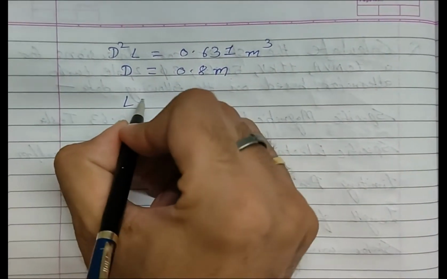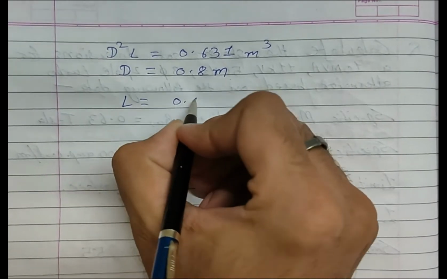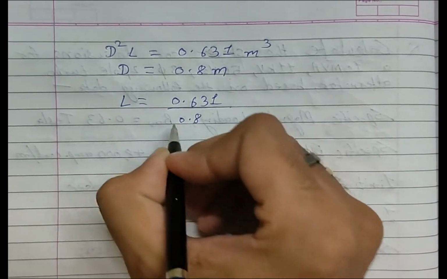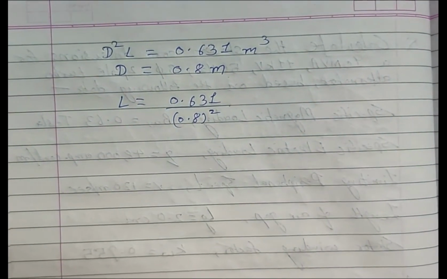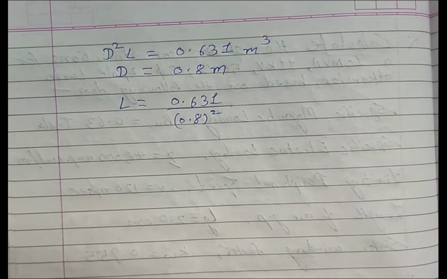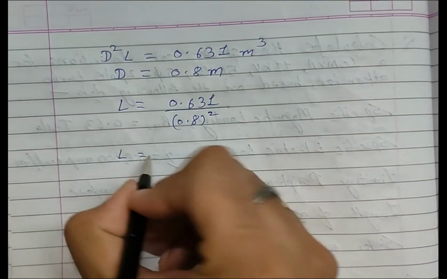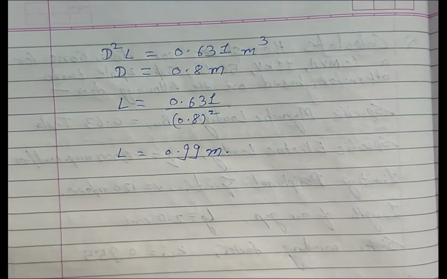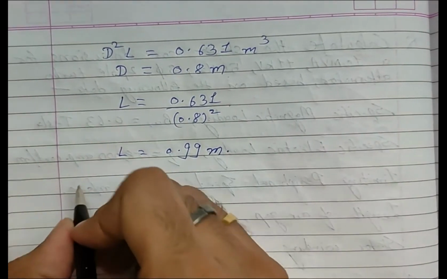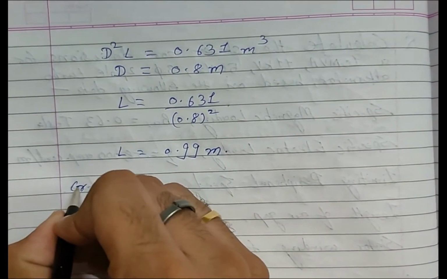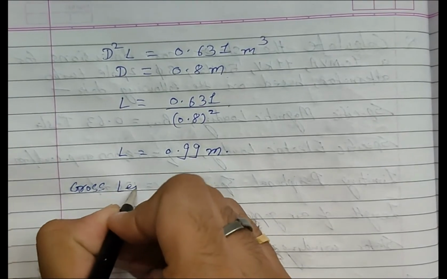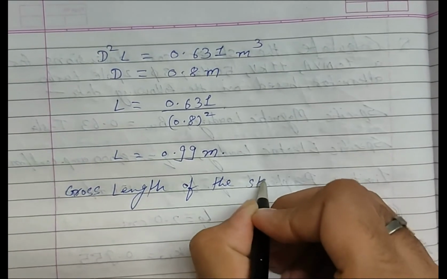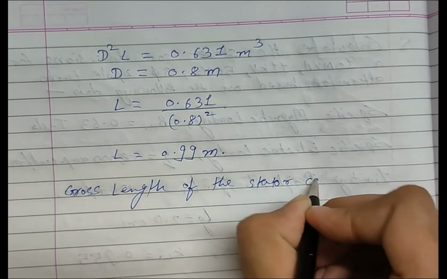So the value of L can be given as 0.631 divided by 0.8 square. On calculating this further, I get the value of L as 0.99 meters, which is nothing but my gross length of the stator core.